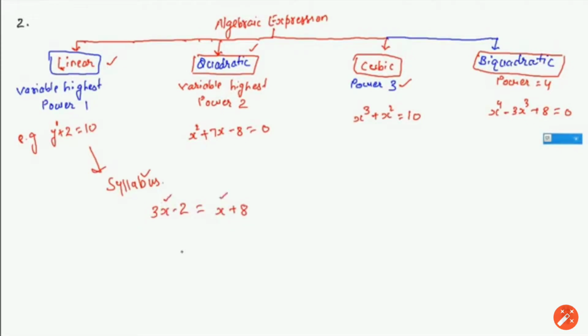Here I am giving you an example. 3x minus 2 is equal to x plus 8. Here the variable is x and the power is 1. In polynomial we have understood degree equal to 1, and with the equality sign, that's why it is an equation.